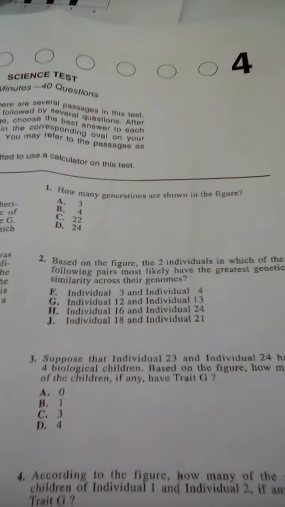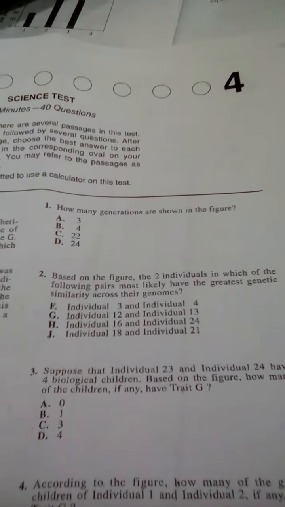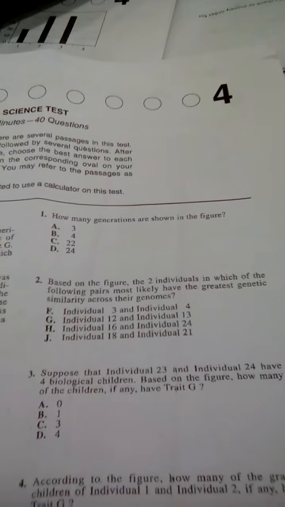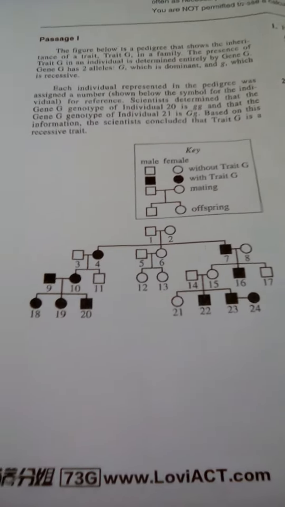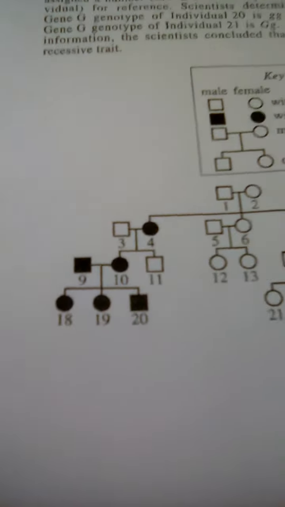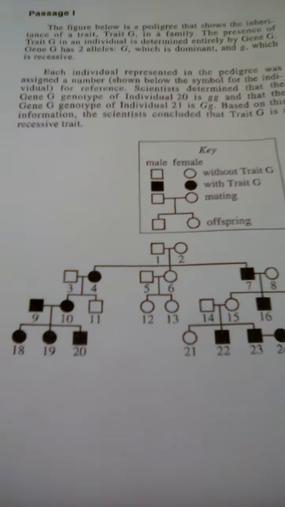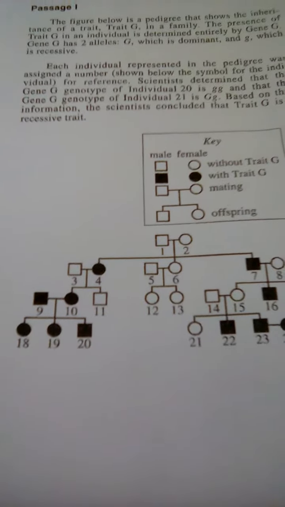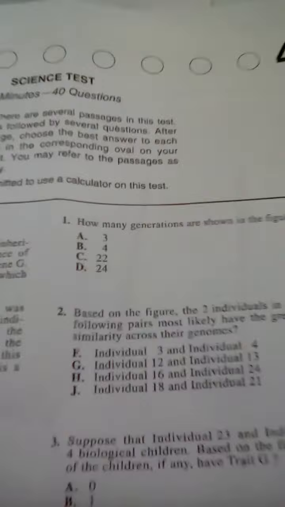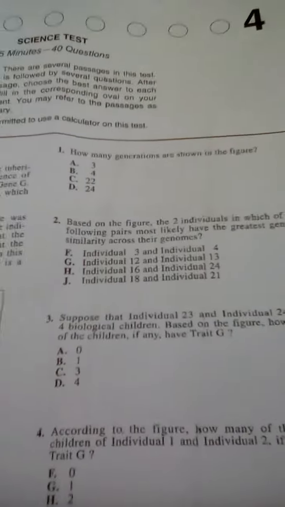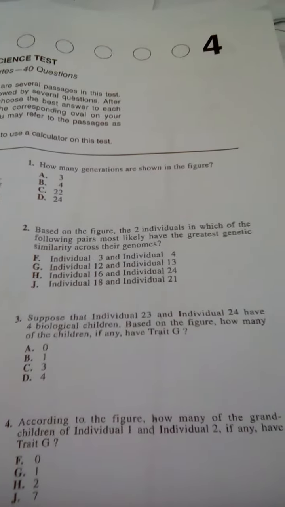J, individual 18 and individual 21. We see 18 is the black circle, individual 21 is the white circle. Though they are the same shape, they do not share the same trait, so that is not the right answer either. The only right answer was G, individual 12 and individual 13. So let's go on to the next problem.